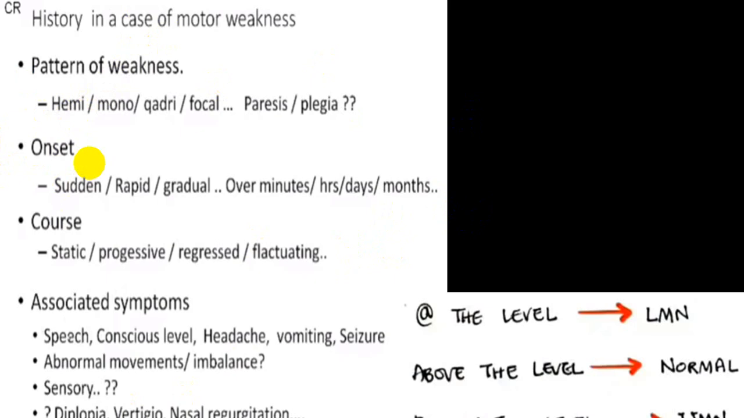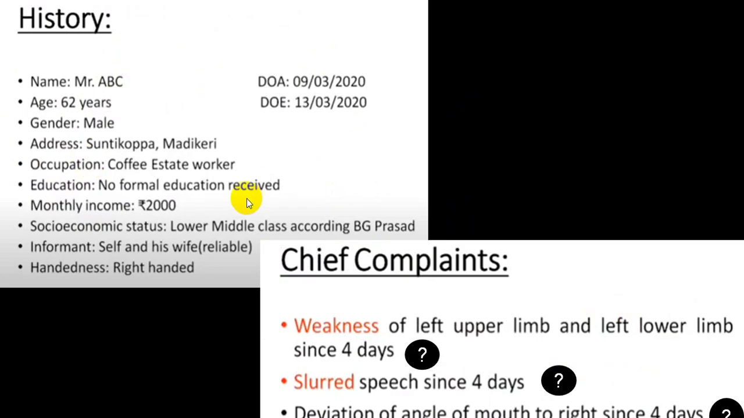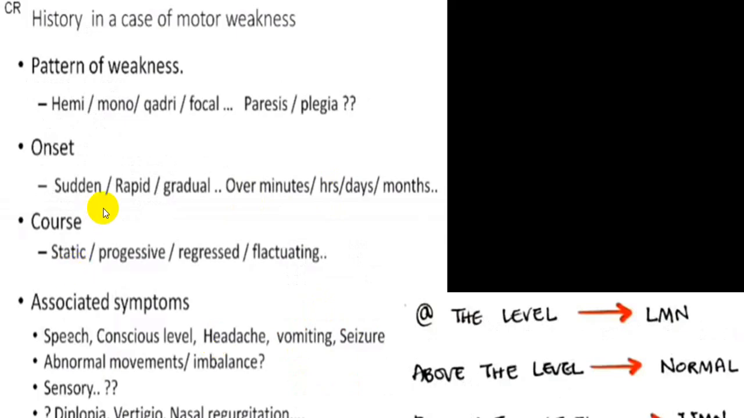The onset, if you look at the history, is since 4 days. So it is not abrupt. It is a little gradual, over minutes and hours. Now if you get a history that it is progressive, it will be more in favor of thrombosis. But if it is non-progressive, it will be more in favor of embolism.